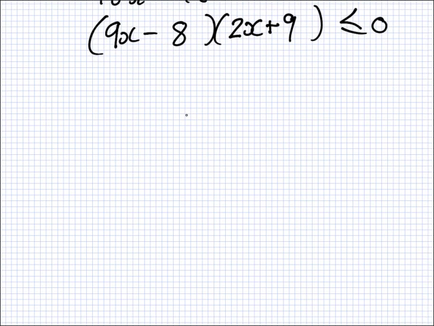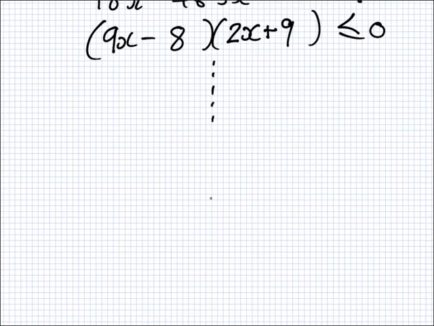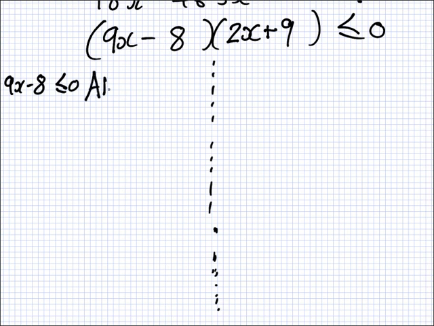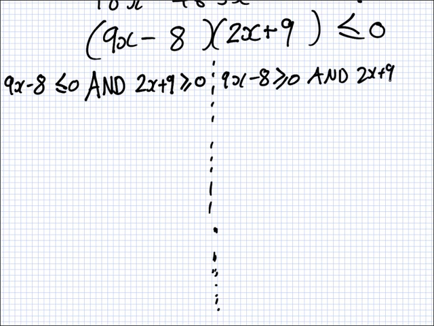In this method, you just need to think about what you have. You have two numbers that multiply to be a negative. There's only two ways that could happen. Either you have this situation: 9x minus 8 is a negative, and 2x plus 9 is a positive. A negative multiplied by a positive, does that satisfy? It does, it gives me a negative. The other possibility is 9x minus 8 is positive and 2x plus 9 is negative.